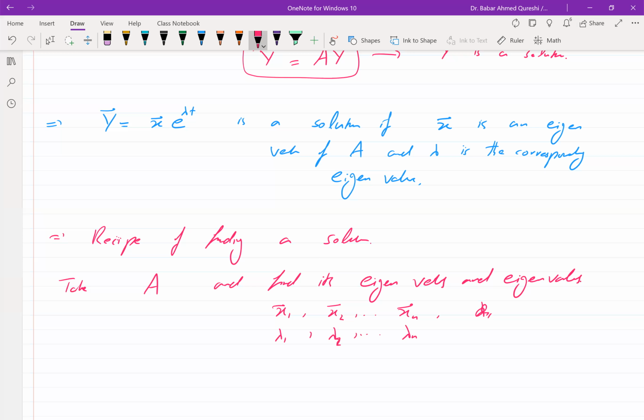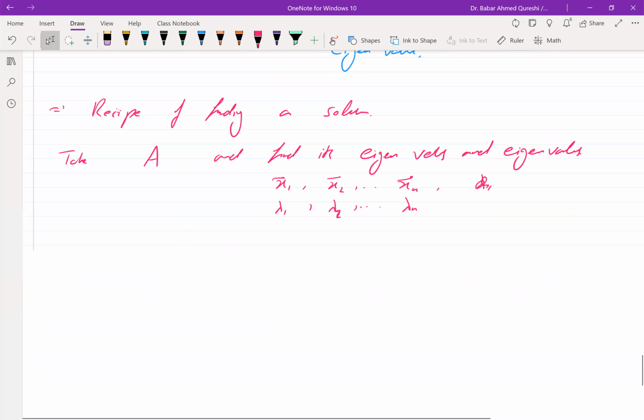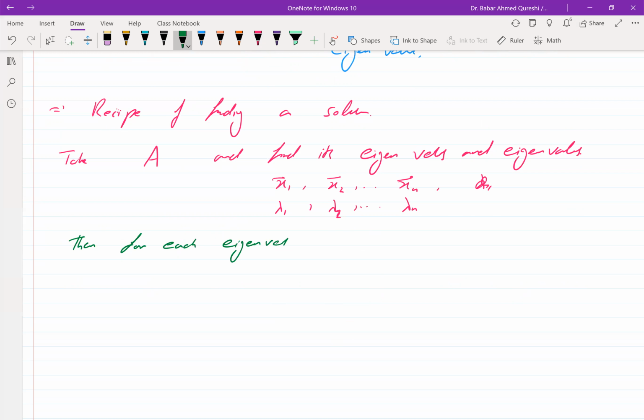In our above analysis, it didn't say which eigenvector. Any eigenvector would do. Then for each eigenvector, we have a solution. So you will have y1 e^(lambda 1 t) is a solution, y2, and so on. They are all solutions.